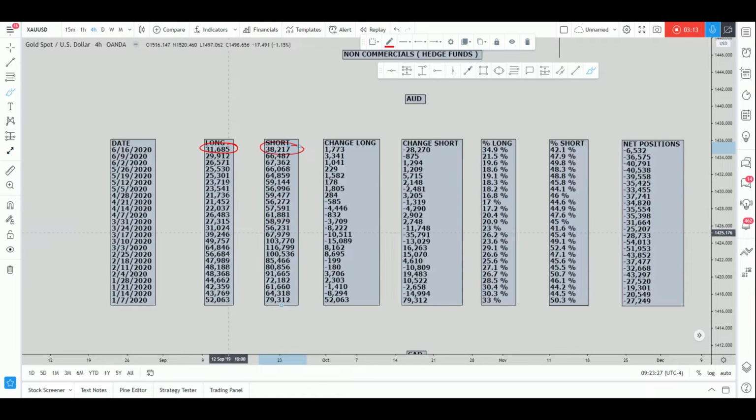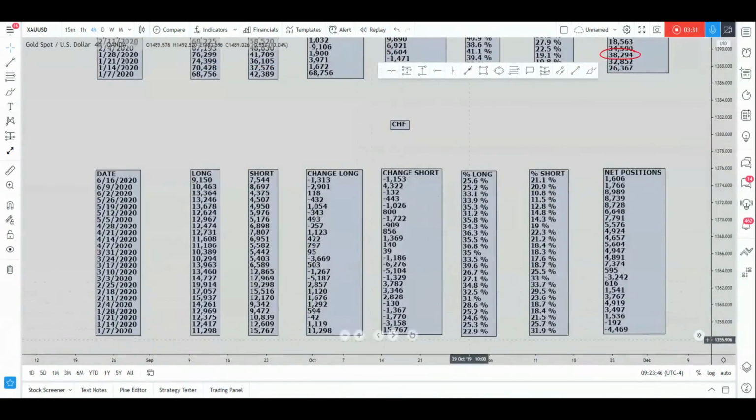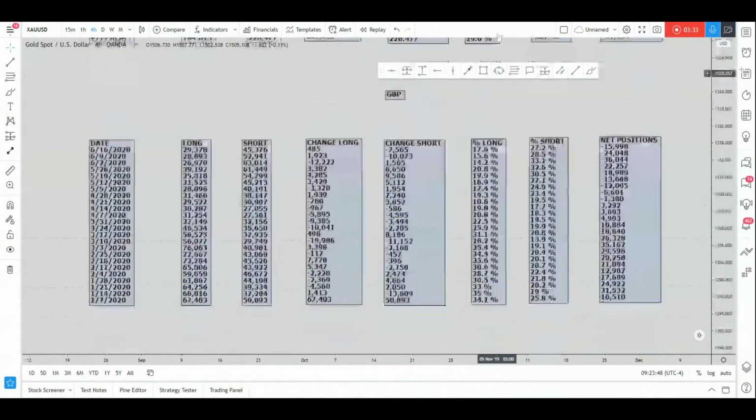If we look at the longs, not really much change, but if we look at the shorts, look, we went from 116K all the way down to 38K. So a lot of shorts have been closed. And in fact, AUD has been pretty aggressively moving to the upside. Now, let's check what we have from an NZD perspective.